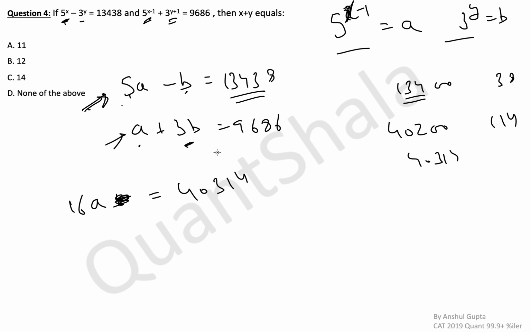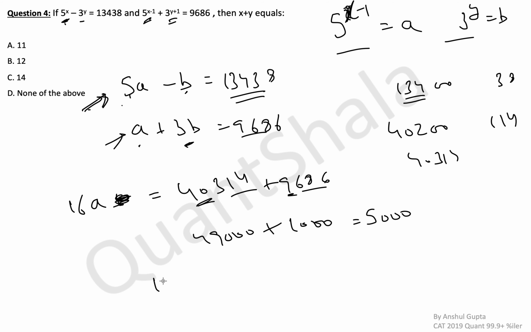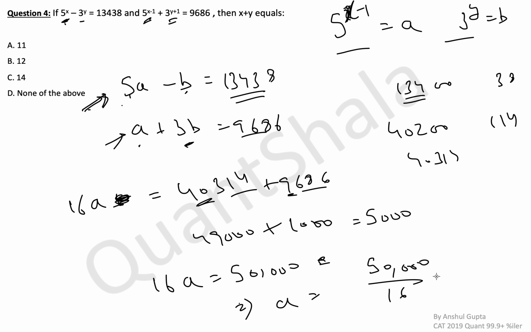Then you have plus 9686 as it is. Adding 40,000 plus 9,000 is 49,000. Plus 314 plus 686 comes out to an even 1,000. So this becomes 50,000. So we get 16A is equal to 50,000, or you can write A is equal to 50,000 divided by 16.